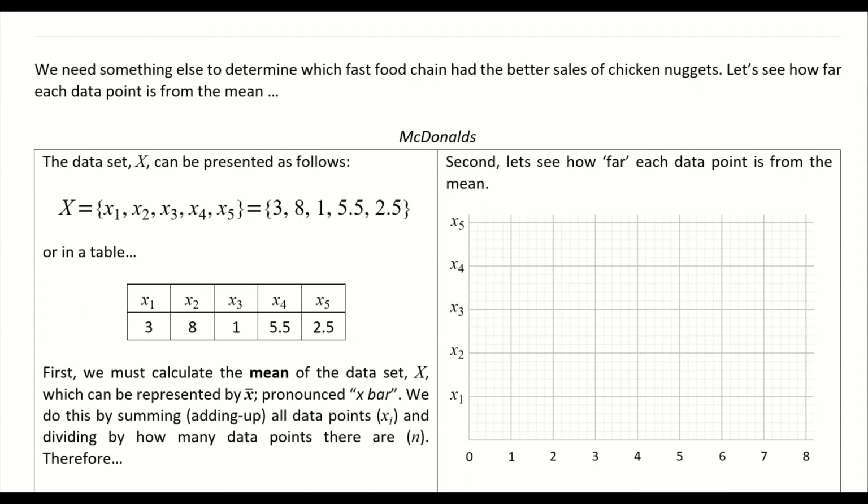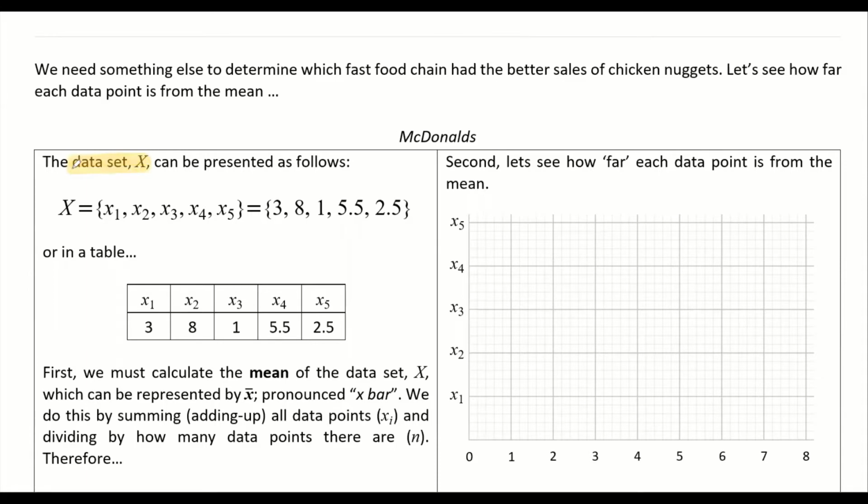Now, the numbers were different in each data set. Okay, so there must be some way where we can work out which company has done better, because the numbers were different. Now, before we do that, I'm just going to introduce a bit of notation for you. So we're going to look at McDonald's first as our first case study. And we're going to talk about something called a data set. Okay, the data set X in this case.